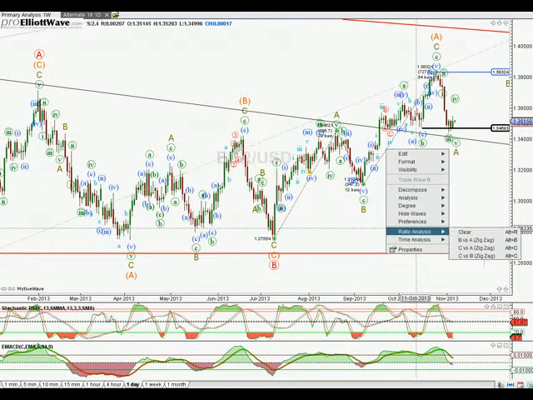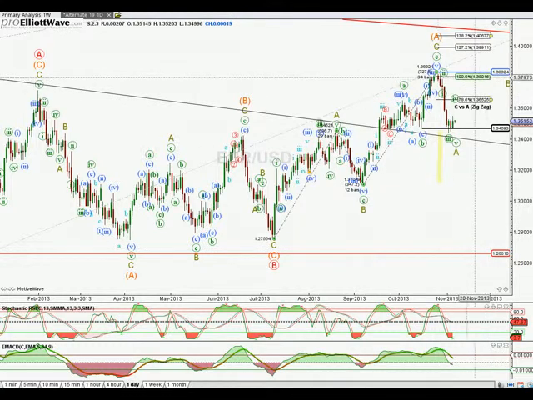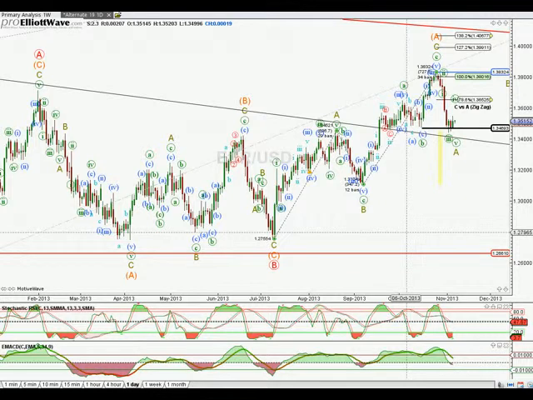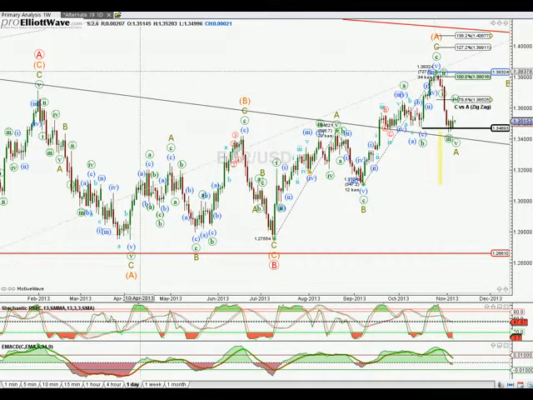For example, if you go in and get a ratio analysis of the C versus the A wave, we ended almost exactly at 100% Fibonacci count, just off by less than 20, 30 pips. So these things work very accurately, as you can tell here.